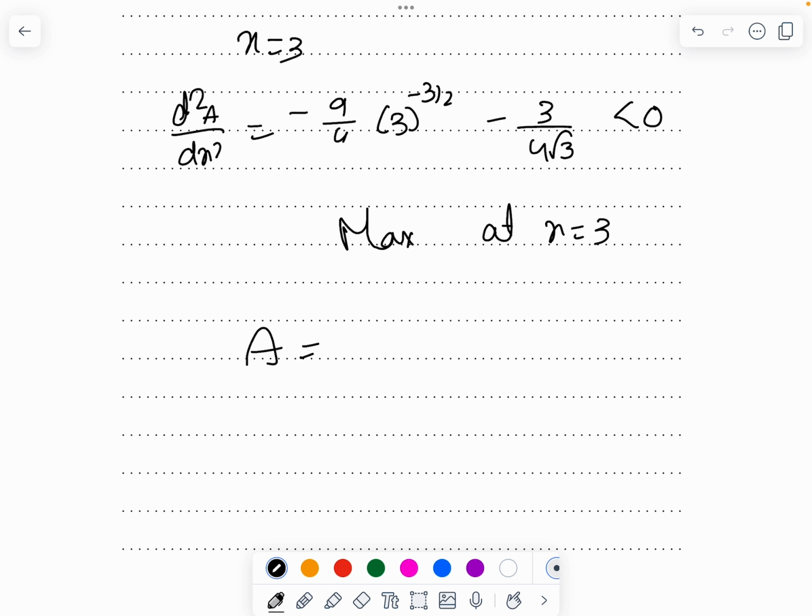Find the area. The area value is 9 minus 3 times root x, or root 3, which is 6 root 3. So the maximum area is 6 root 3.